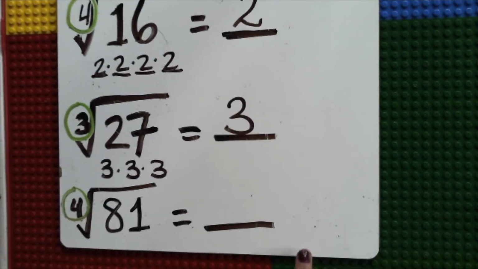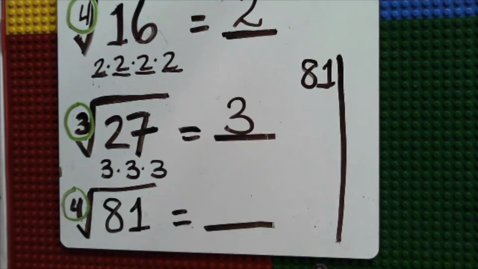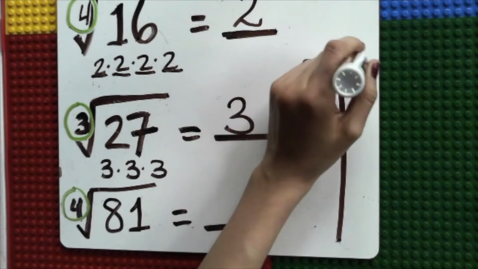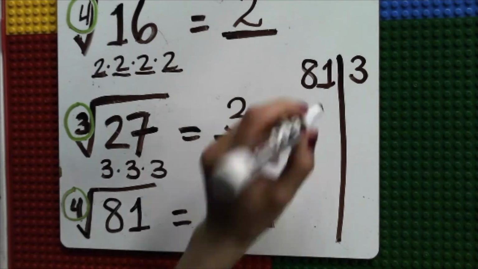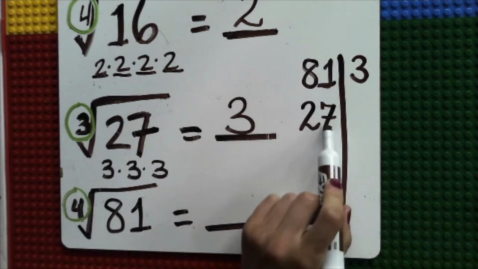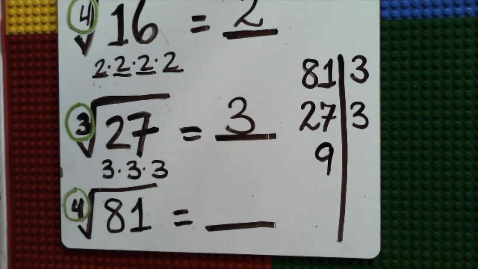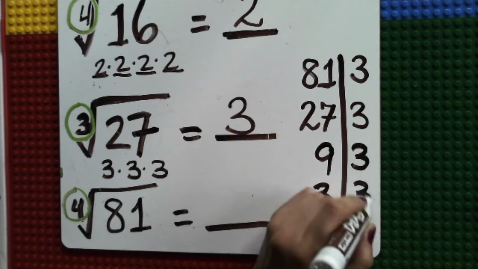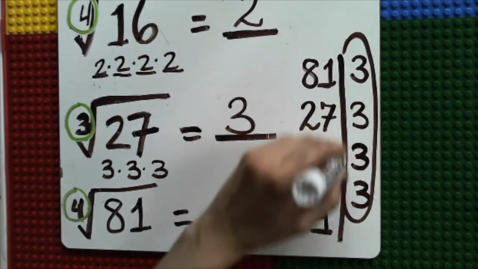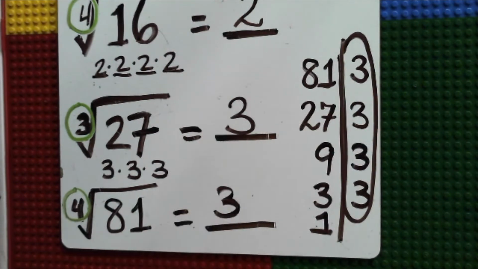The fourth root of 81 requires us to do the exact same process. 81 can be divided by 3. 3 times 27 is 81. 27 can be divided by 3, it gives me 9, and 9 divided by 3 gives me 3. Finally, 3 divided by 3 gives me 1. So the prime factorization here is 3.